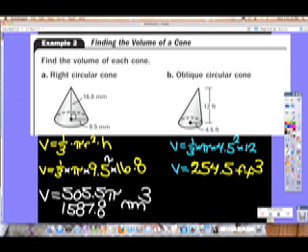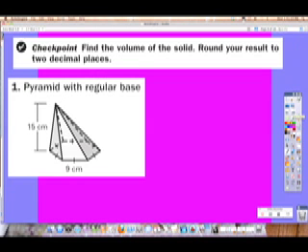Ah, pyramid. Here we go. All right, it's still the same. So volume equals 1/3 capital BH, right? What's the height in this one? All right, so we know height is 15, so we'll have 1/3 times something times 15.